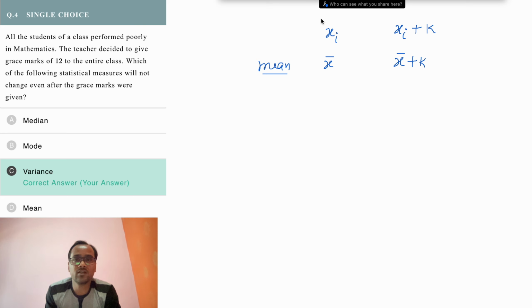So let's say these are old data and this is new data. So if I am increasing the data by some number k, the mean will also be increased. Fine. What about mode and median? Yes, mode will also be increased. So mode, let's say small m, now it will be small m plus k. Similarly, median, let's say it was capital M, so now it will become capital M plus k.